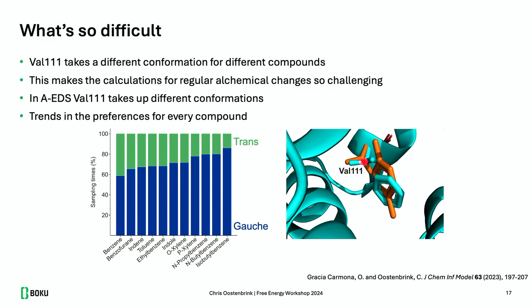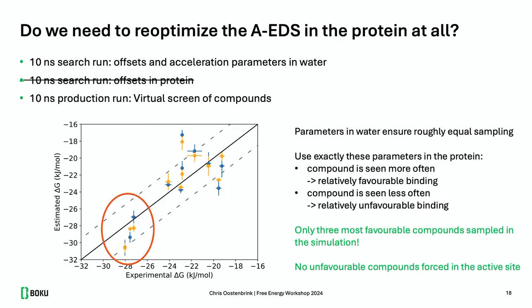And what you can also then reweigh, you can look a little bit at which compound now prefers which conformation of the valine 111. So the bigger compounds, they are mostly in gauche, and if you go to the smaller compounds, the trans conformations become more relevant. So we can also capture these trends in the orthogonal degrees of freedom. All right, so that was very nice.